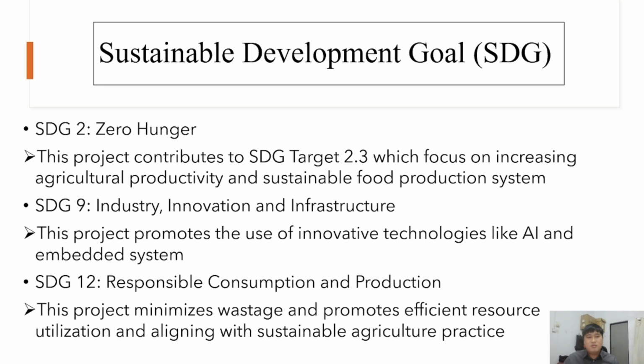In SDG 2, this project contributes to SDG Target 2.3, which focuses on increasing agricultural productivity and sustainable food production systems. On SDG 9, this project promotes the use of innovative technologies like AI and embedded systems. For SDG 12, it minimizes wastage and promotes efficient resource utilization, aligning with sustainable agriculture practice.